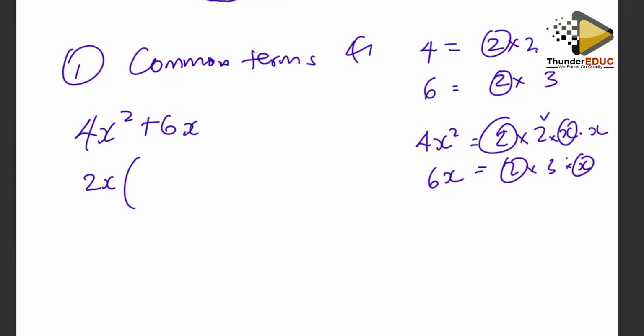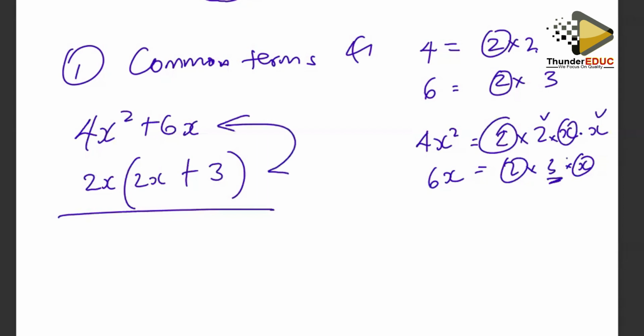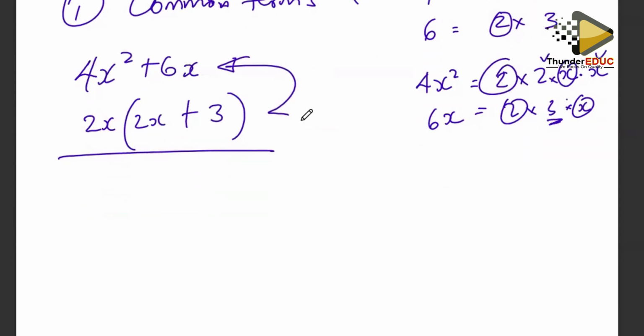With the top, I have a 2, and then I have x that's left. So it's 2x. Plus, down here, I'm only left with a 3, so which is a plus 3. So we have factorized that. If we try to open up this bracket, we should be able to go back to the original expression. So products and factorization are basically linked together. So that is how we carry out the common terms.